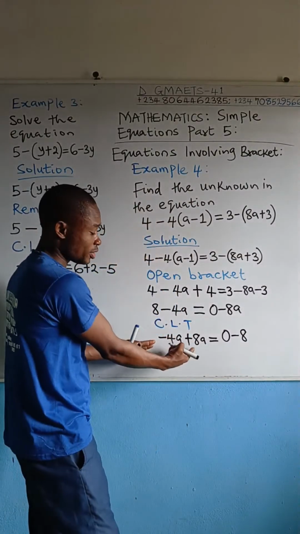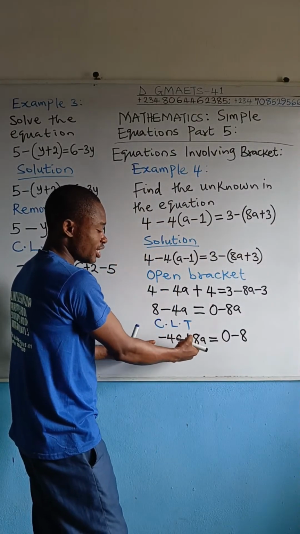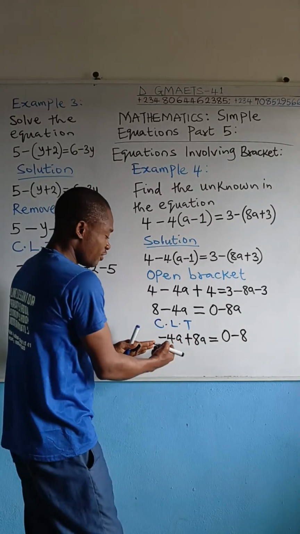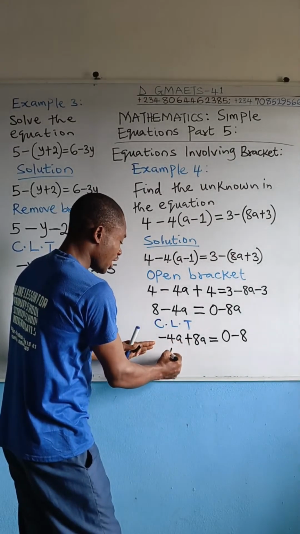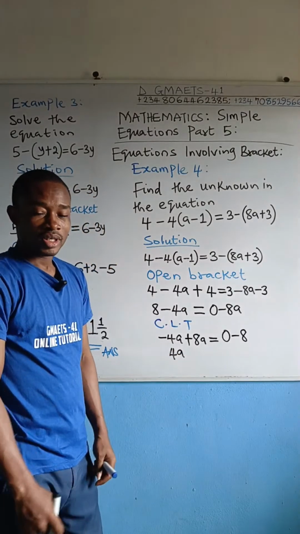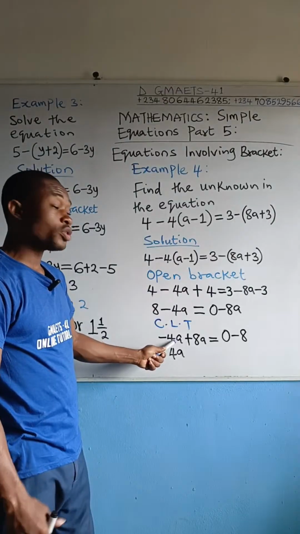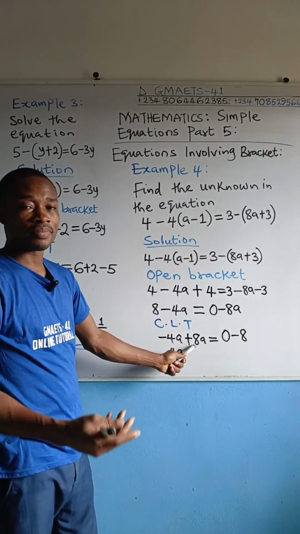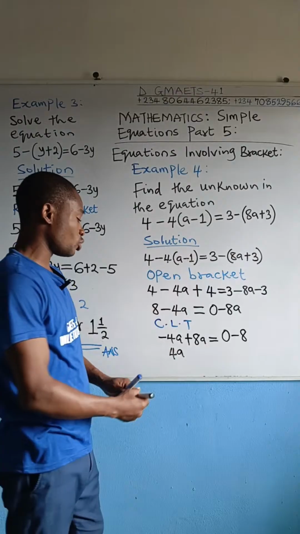Then you simplify this part. This is minus 4a plus 8a. If you do minus 4a plus 8a, you are going to get positive 4a. Because this is minus 4, you are owing 4, and you have 8 of something. So remove 4 from the 8 you have, you'll be left with 4.